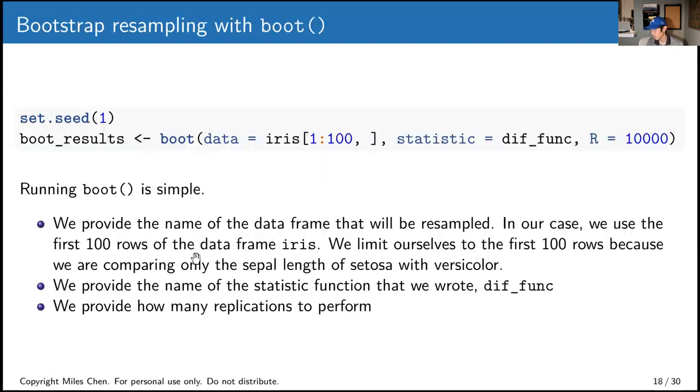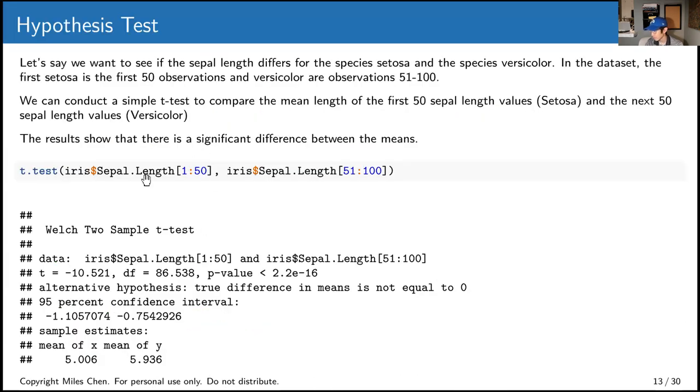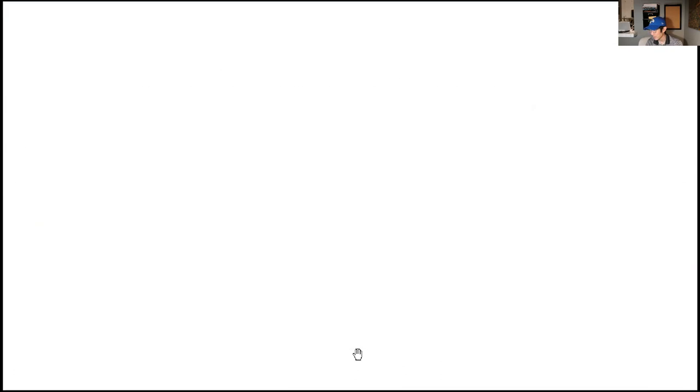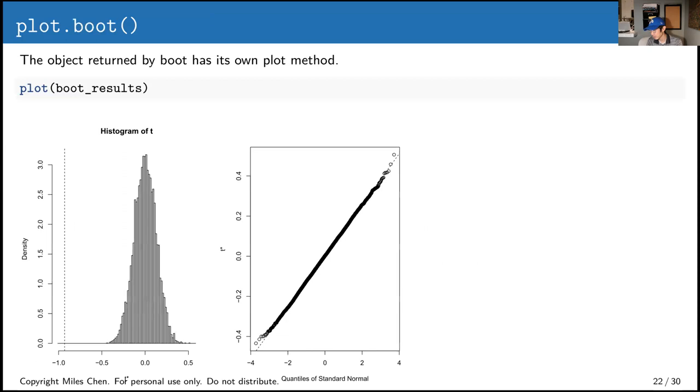So way back here when we did a t-test comparing the sepal length of the two groups, we got a p-value on the order of 2 × 10⁻¹⁶, practically 0, saying we would need to repeat this experiment maybe 10¹⁶ times. I've got a fast computer, but I don't think it would be able to handle that many repetitions here. Okay, so we're basically getting a p-value of 0, okay?